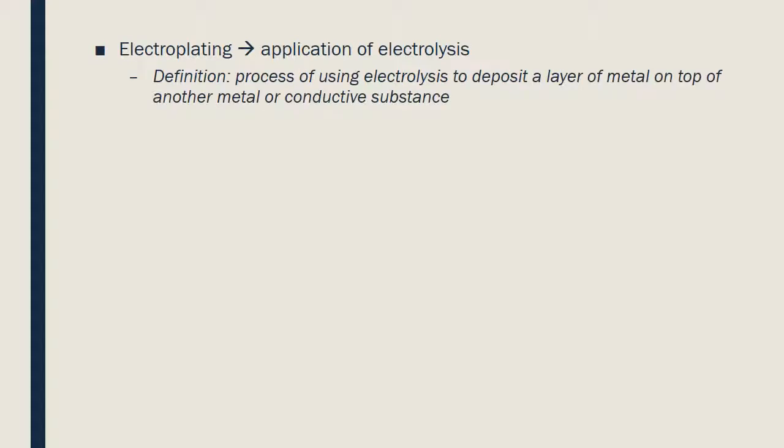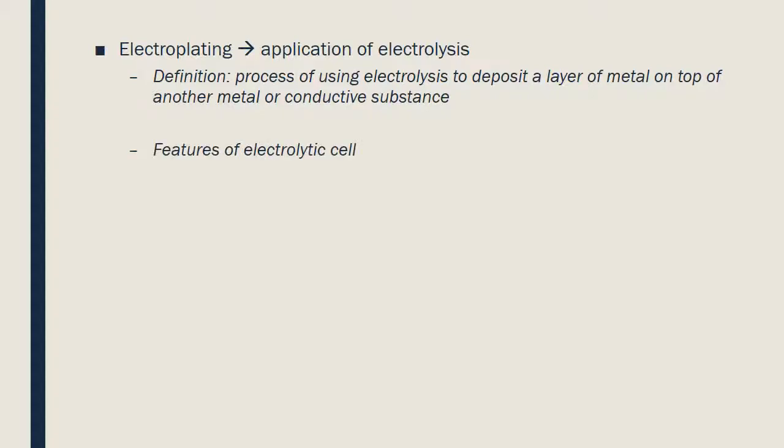Lastly, an application of electrolysis beyond rechargeable batteries, right? Beyond producing products like H2, Cl2, NaOH, H2SO4, products used in industry. This is yet another application. So what electroplating is, it is the process of using electrolysis to deposit a layer of metal on top of another metal or conductive substance.